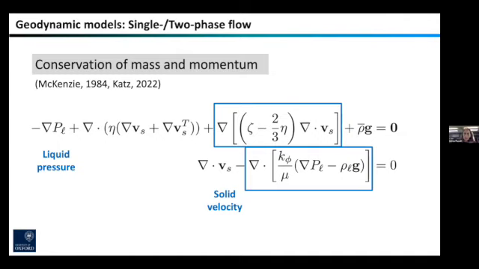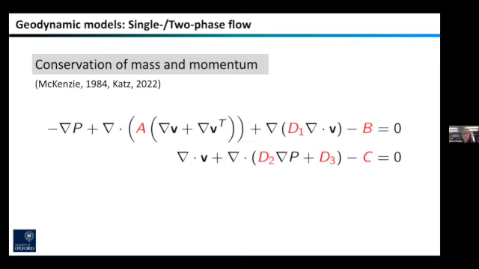So if we notice these differences, then we can actually generalize these two equations to describe not just the difference between single and two-phase flow, but also differences between different models. Do we want to model mantle convection or lithospheric deformation? So we can write the same equations in a generalized form, shown here, where we replaced certain terms or coefficients with these letters in red. Again, I left the pressure and the velocity because those are the unknowns in the system.